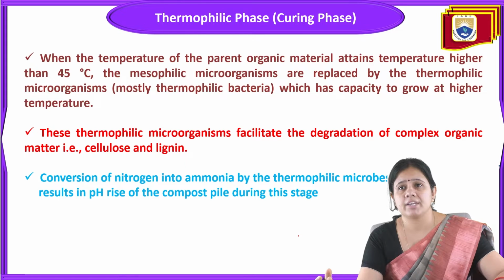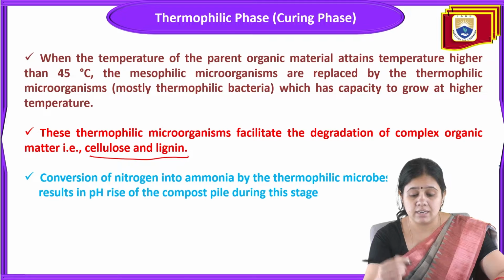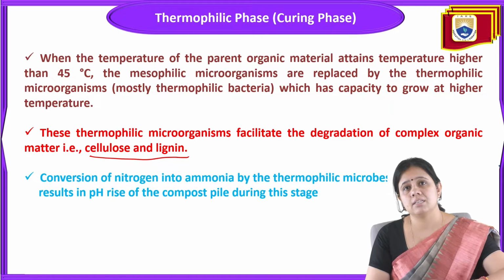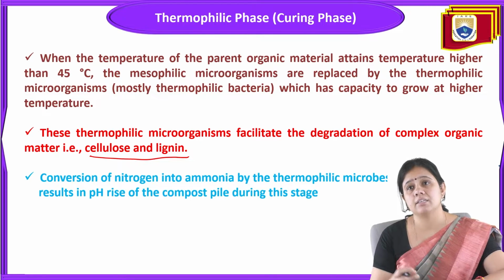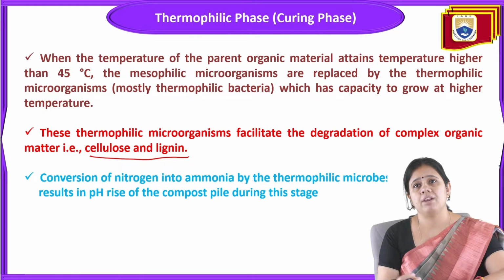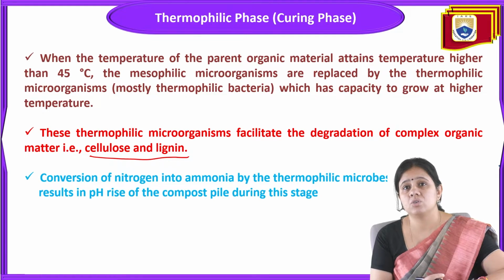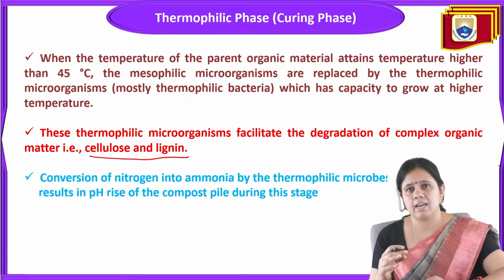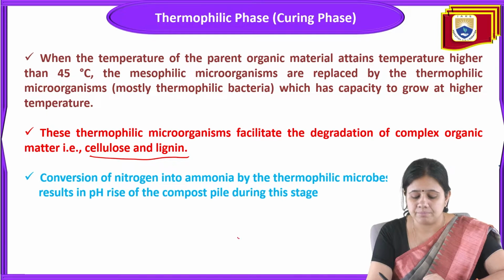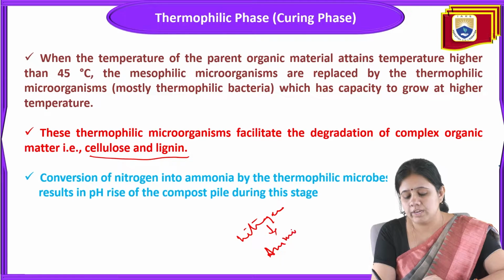These thermophilic microorganisms facilitate the degradation of complex matter like cellulose and lignin. In this phase, the cellulose and lignin start degrading because of these thermophilic bacteria, and the conversion of nitrogen into ammonia by the thermophilic microbes results in a pH rise of the compost pile during this stage. So nitrogen is converted to ammonia, and this will cause an increase in pH.